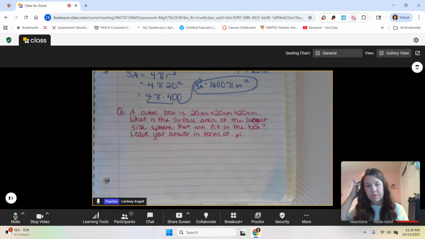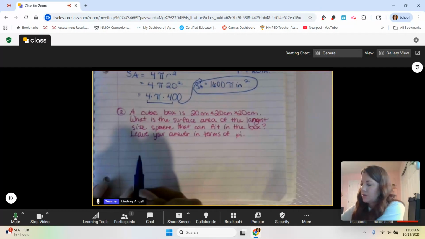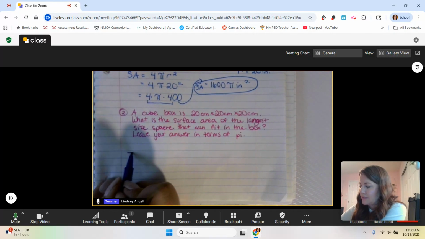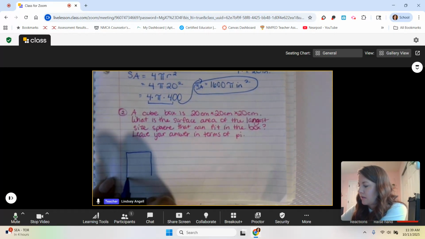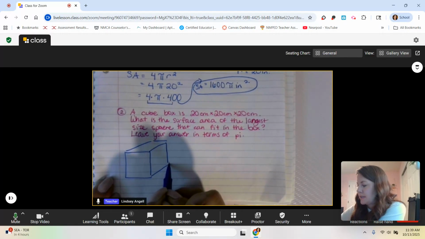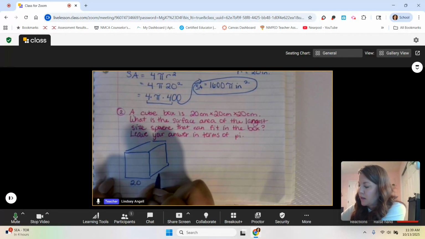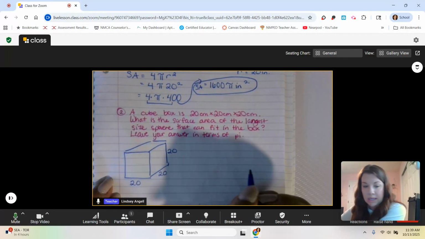Let's try that again. A cube box is 20 centimeters by 20 centimeters by 20 centimeters. What is the surface area of the largest size sphere that can fit in the box? Leave your answer in terms of pi. So there's a few things. It's a cube box, so let's draw that. Sometimes drawing a picture to understand what is being said can be really helpful. This said it was a 20 by 20 by 20 box.